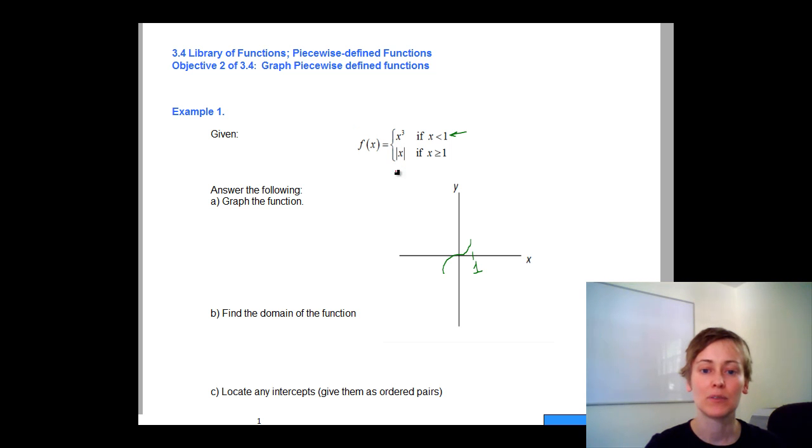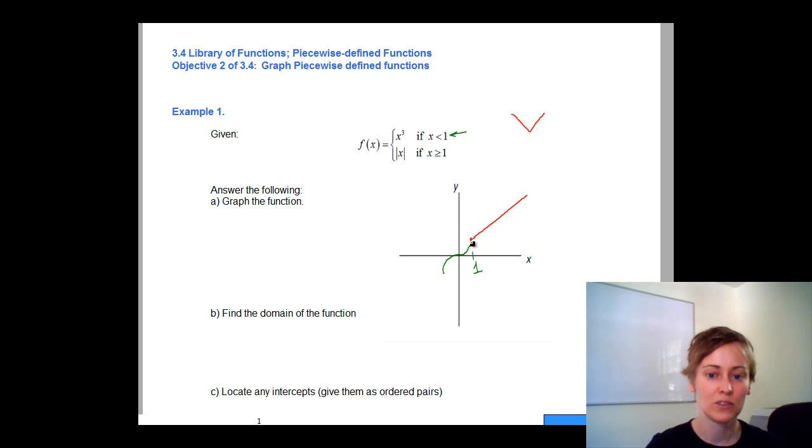Now I'm going to go to absolute value, the other piece, if x is greater than or equal to 1. So normally the absolute value graph from the library of functions looks like a V. But I'm not going to have the whole V, because the vertex of that V starts at x equals 0, and I'm not allowed to be the absolute value if I'm to the left of 1. So here's what it's going to be. It's going to be the absolute value graph except to the right of 1 and including 1. So it's going to look like that.